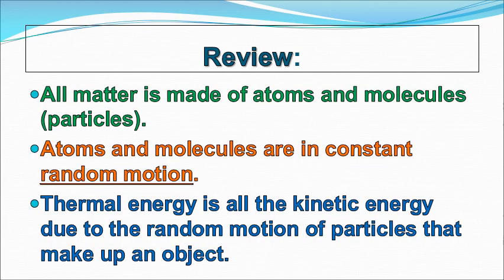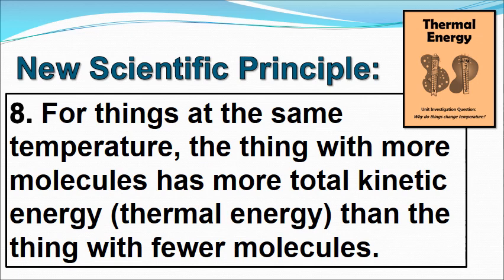And then we asked you to jot a couple of notes in your lab notebook. We said that all matter is made of atoms and molecules, and atoms and molecules are in constant random motion. They're always moving. And thermal energy is all the kinetic energy due to the random motion of those particles. So that leads us to scientific principle number 8. For things at the same temperature, the thing with more molecules has more total kinetic energy, or thermal energy, than the thing with fewer molecules.